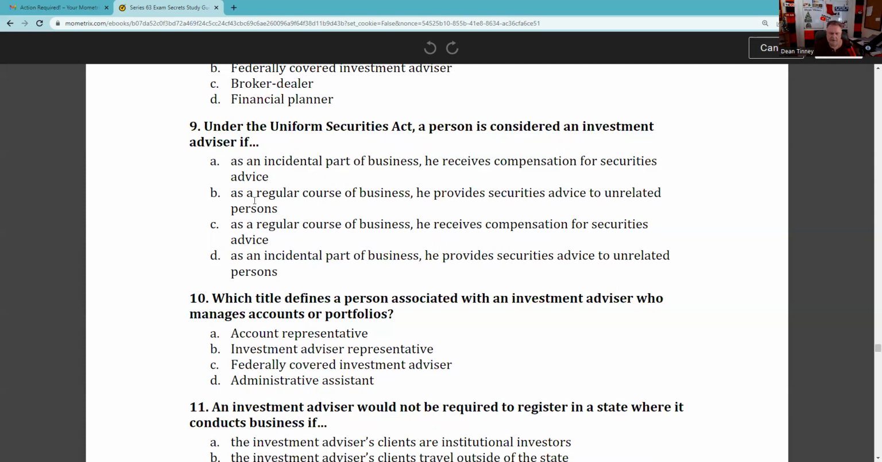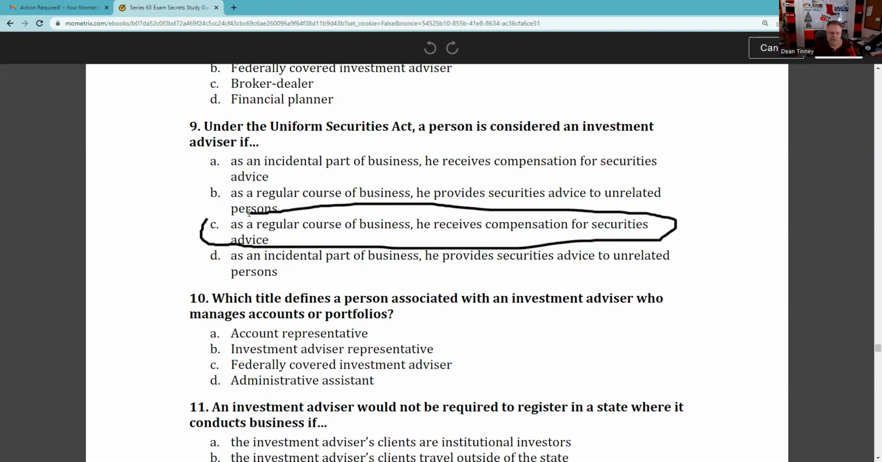And regular course of business provides advice. You've got to be compensated. So B could be a broker, right? A broker who is giving investment advice, and the advice is free, and then you get paid through transactions. So the key word here is compensation. So the answer to 9 is C.